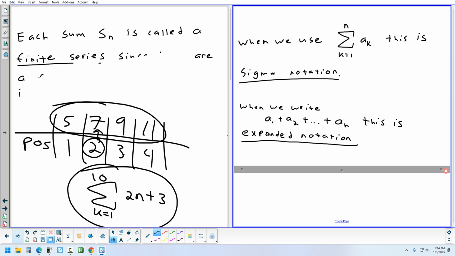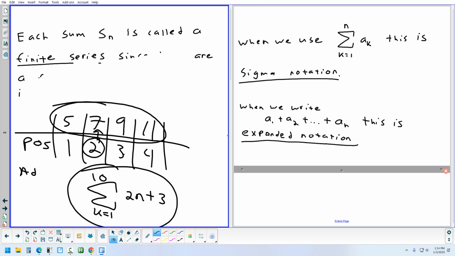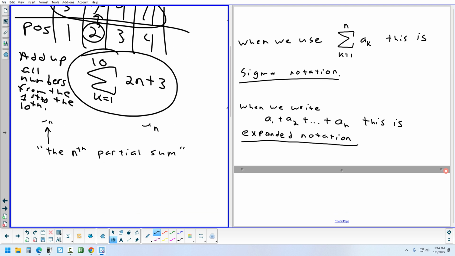Oh yeah, right here. So this means add up all numbers from the first to the 10th. That's what that means. Add up every number from the first one to the 10th one. It's just a short way of saying it. And that's called sigma notation. Now let's write that out.